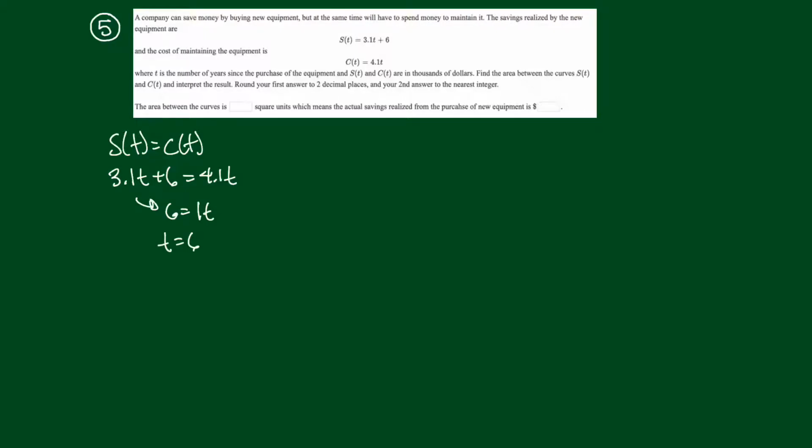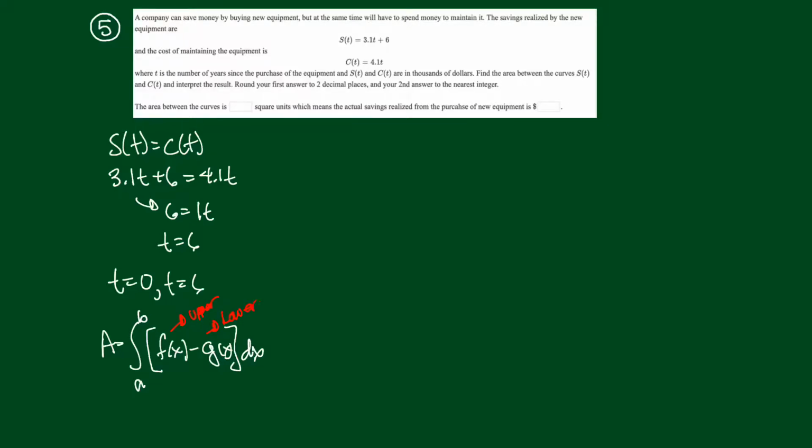All right, but what are we doing? We're starting here at, what did this say here? The number of years since purchase. All right, so we're going to go between t equals 0, right? That's the time of purchase, out to t equals 6. So here's our formula for the area between two curves, right? We're going between a and b of f of x minus g of x dx, where the f represents the upper curve, or the top of the rectangle. G is the lower curve, or the bottom of the rectangle.